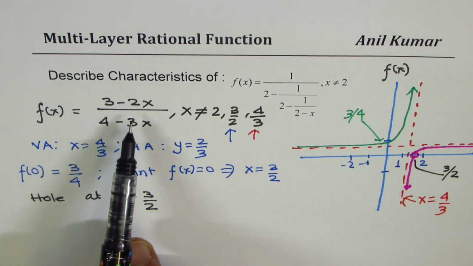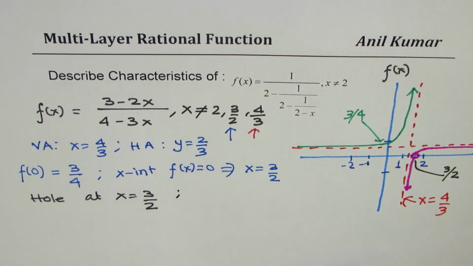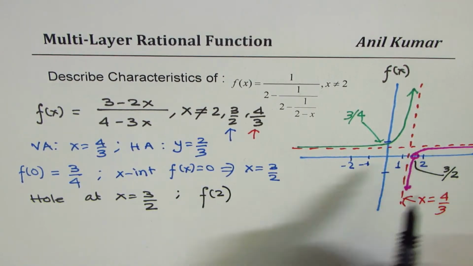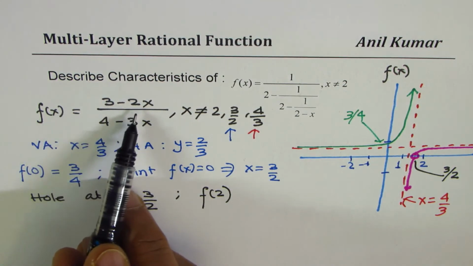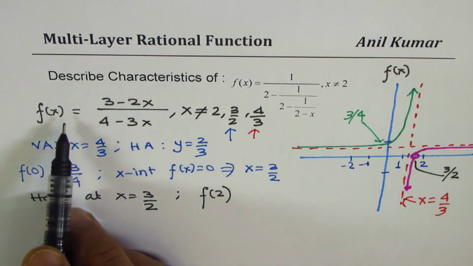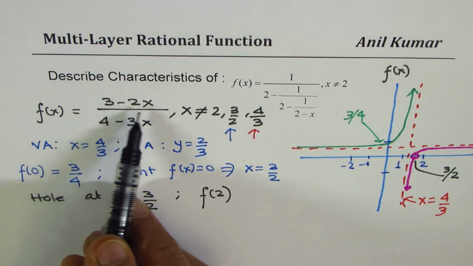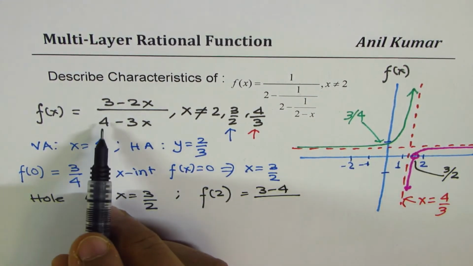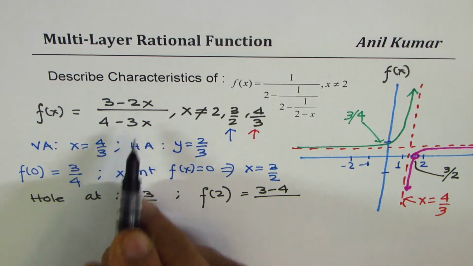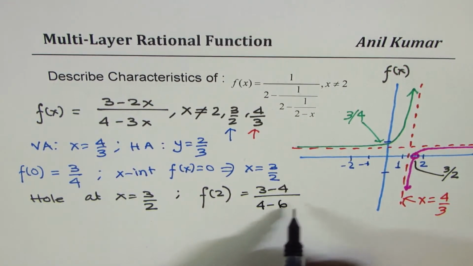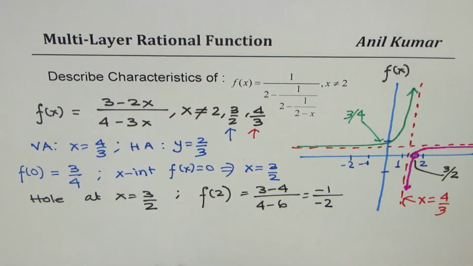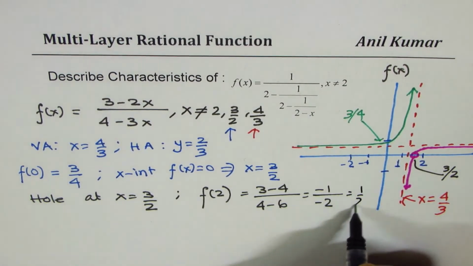So let me substitute 2 and find the value of f of 2. At f of 2, I have to make a hole, but let me just substitute and get a value here. If I write 2 here, I get 3 minus 4 over 4 minus 6. 3 times 2 is 6, right? 4 minus 6. That gives me minus 1 over minus 2, or it is half.